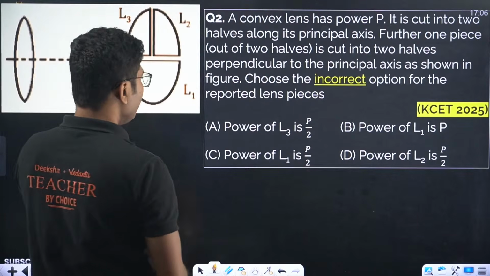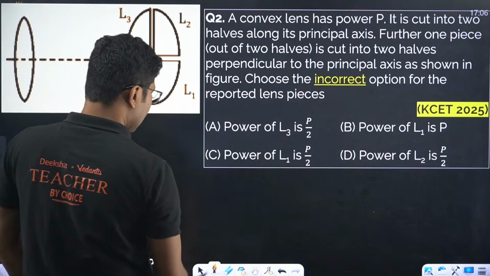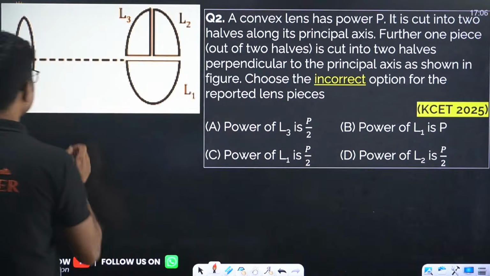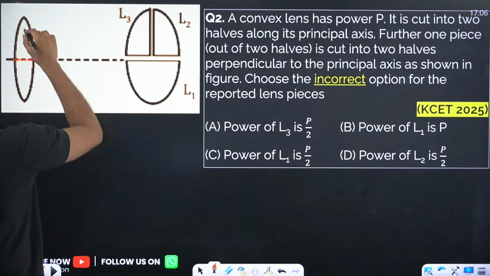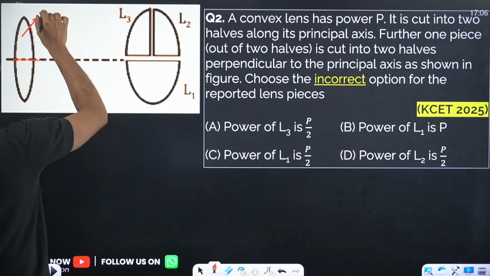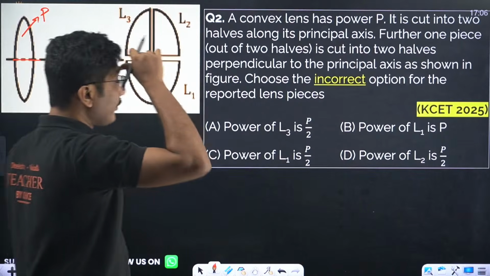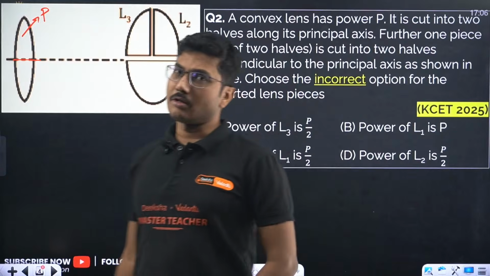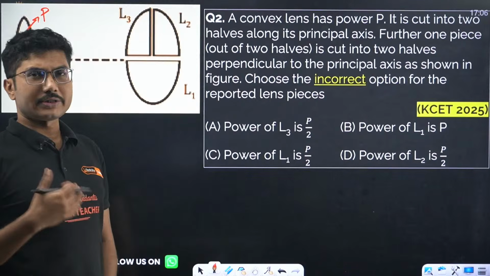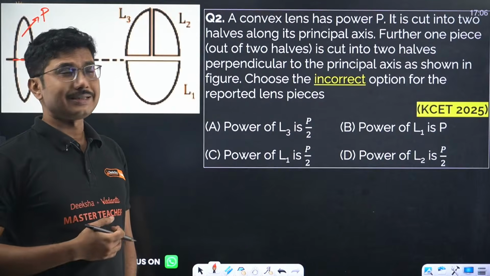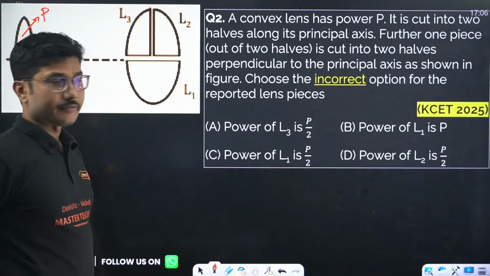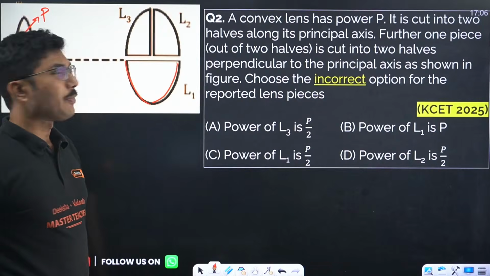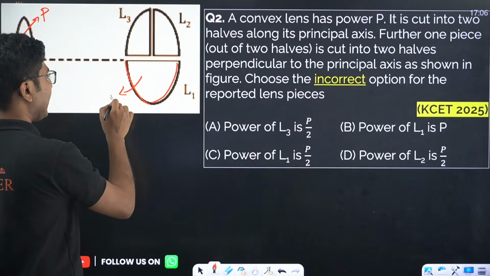First of all, let us understand what's happening here. Suppose the initial power of the lens is P. When you cut it along the principal axis, the power of the lens does not change. It does not depend on the size of the lens, it only depends on the radius of curvature. The radius of curvature for both surfaces remains unchanged, so the power of this half remains the same.